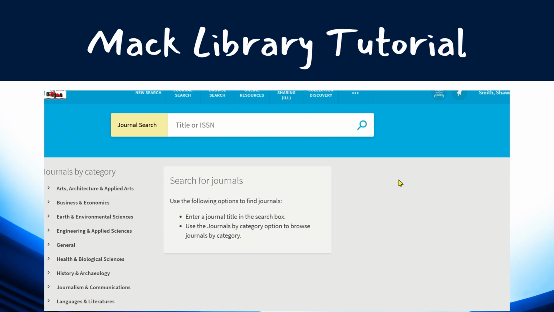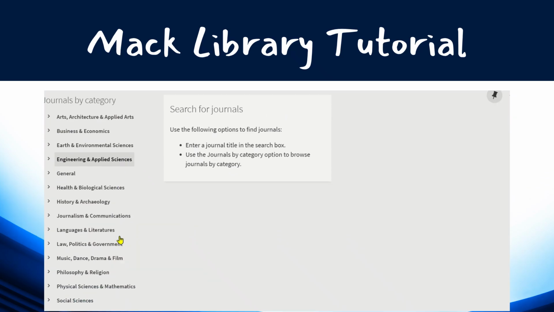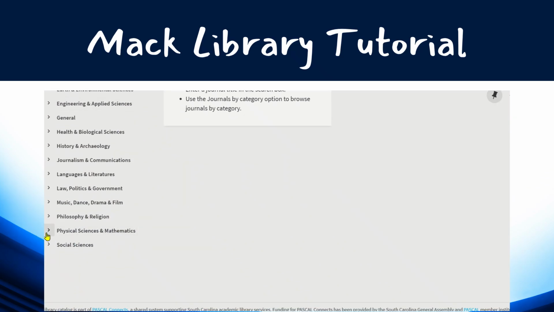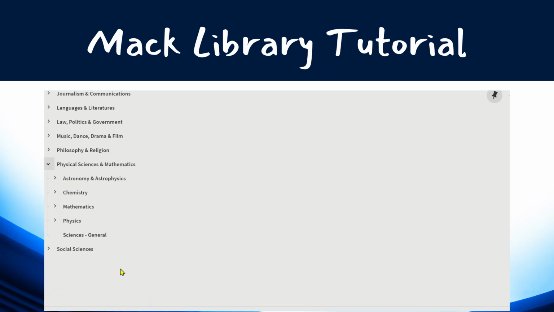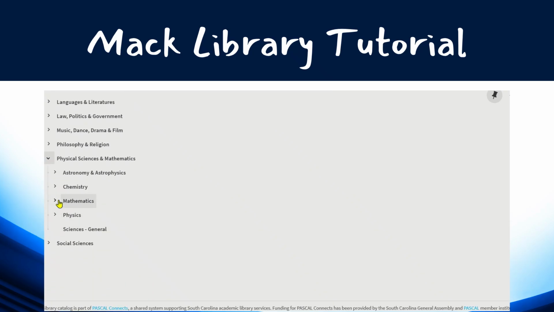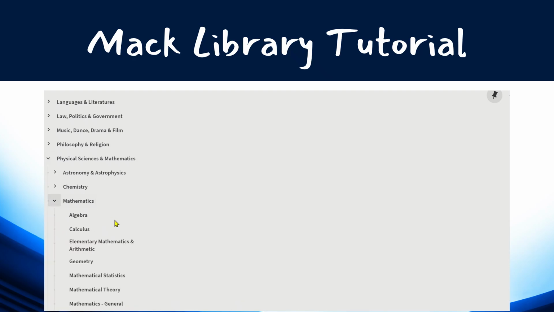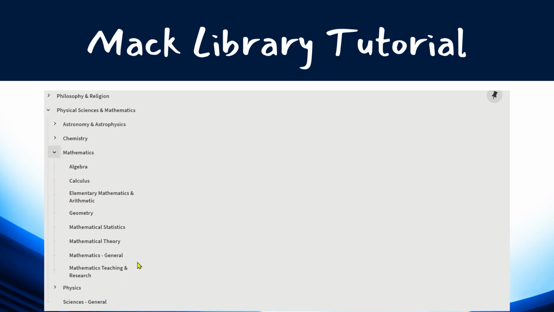For example, you might remember that when we looked at the A to Z database list earlier, there wasn't a specific subject category for math. But here, you can scroll down the left-hand menu and find physical sciences and mathematics. Click the small caret icon to expand it, and you'll see a subcategory for mathematics. Once you expand that, you'll see that it's organized even further into topics like algebra, calculus, geometry, and so on. You can focus on the exact area you're studying.